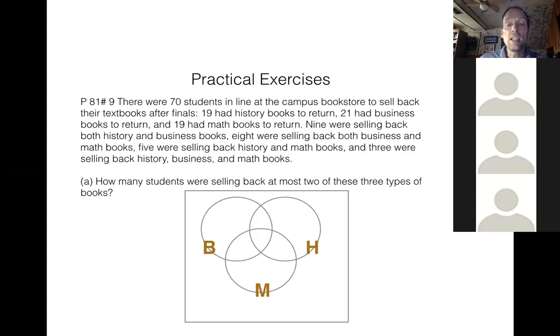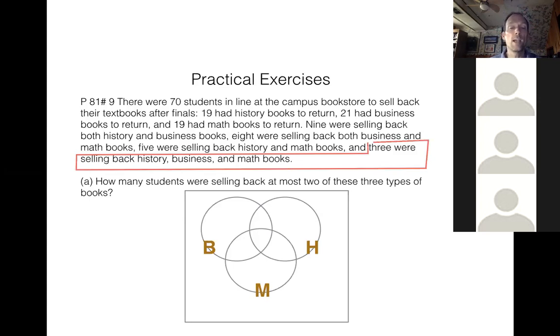The last thing that it's told us was this phrase that says three students were selling back history, business, and mathematics books. And I have Brian next here. Brian's number 10. If we were going to put that in the Venn diagram, Brian, what spot do you think it would go into?